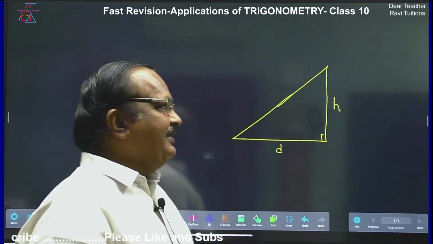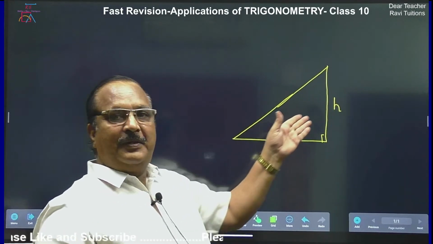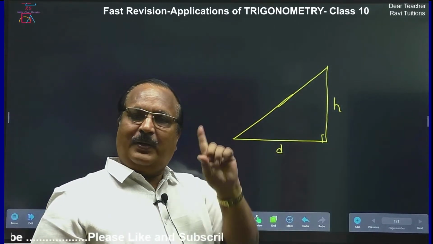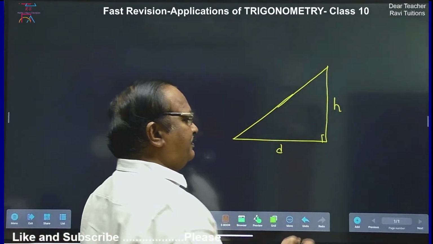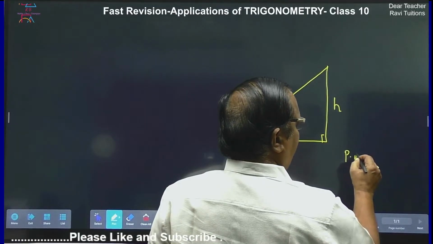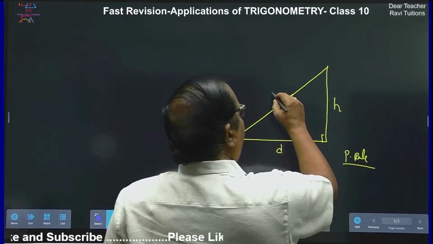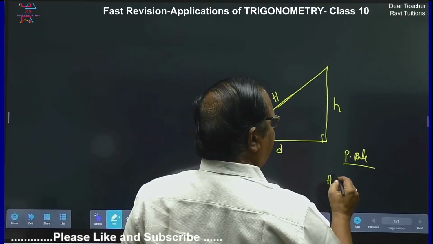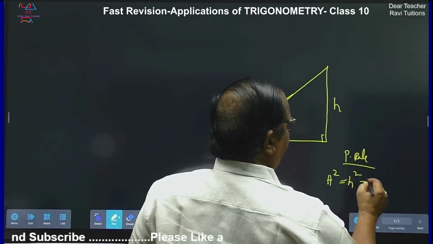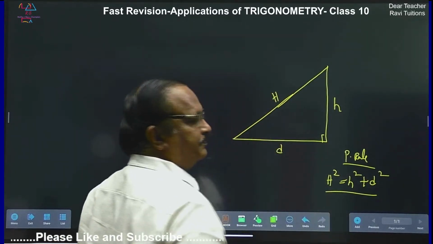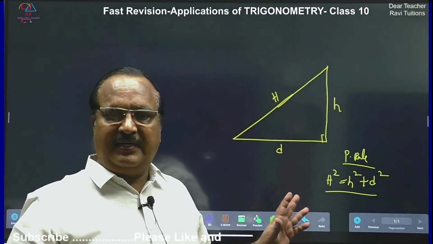Now we already know one relation, that is Pythagoras rule. Hypotenuse square is equal to height square plus distance square. So these things are already known.